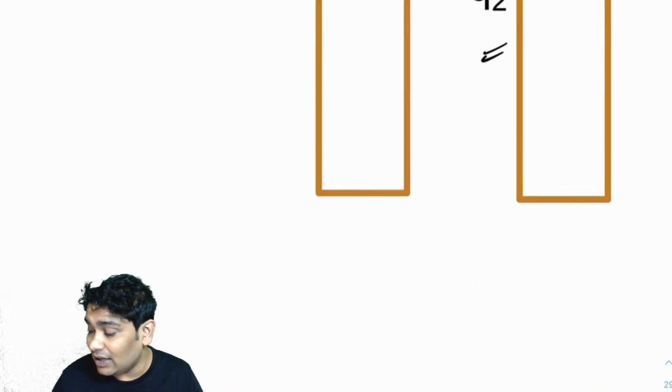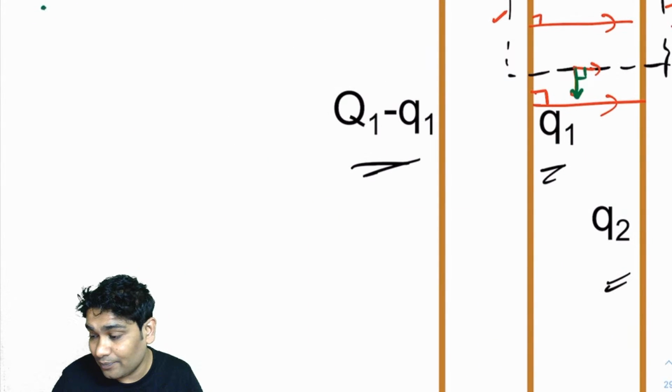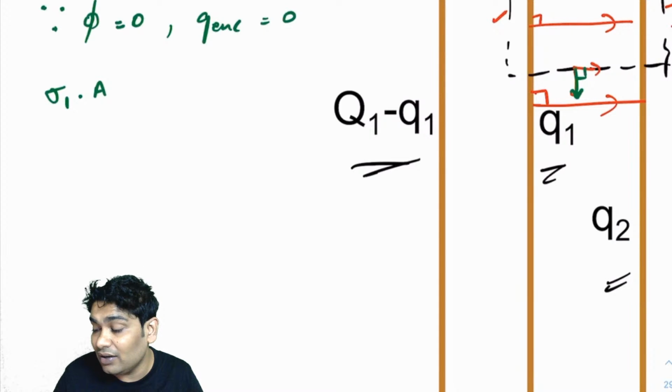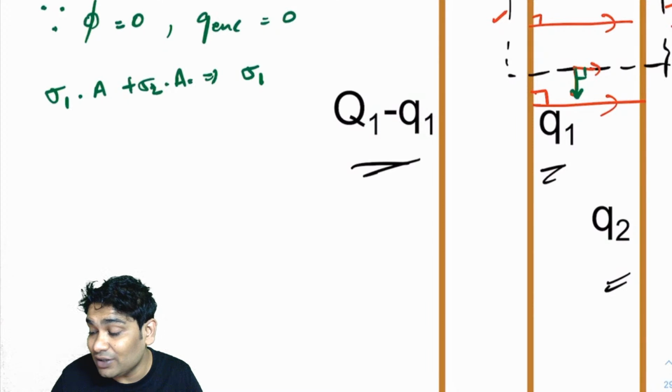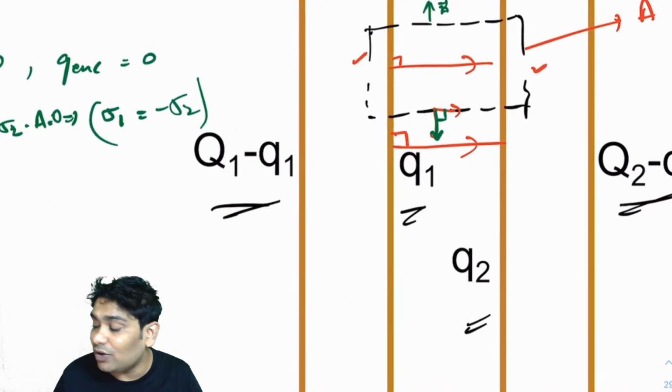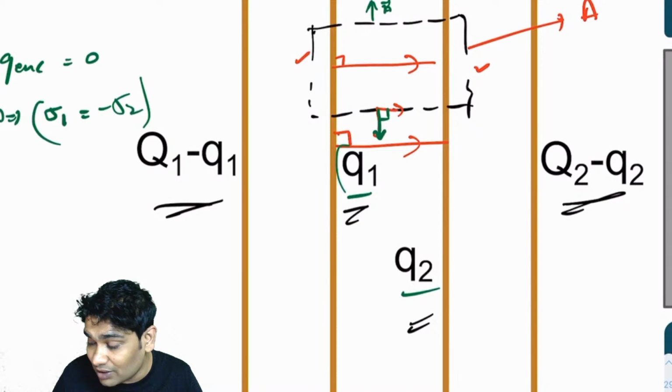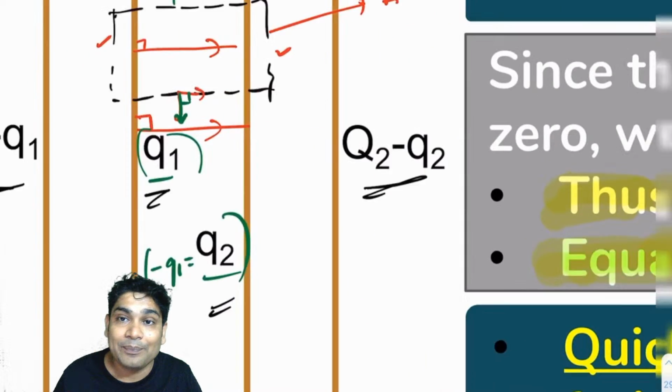So, I can say now that since phi is 0, Q enclosed must also be 0. And what is the Q enclosed? Q enclosed is sigma 1 times A plus sigma 2 times A. So this gets me a result that sigma 1 equals minus sigma 2. If the charge densities are equal and opposite, the charges appearing would also be equal and opposite, which would mean if Q1 comes here, this would be equal to minus Q1. Okay.